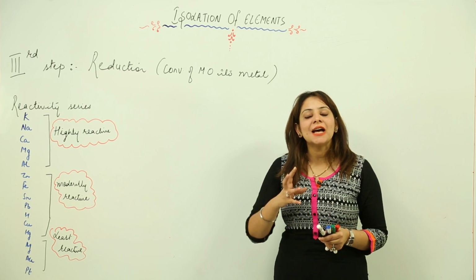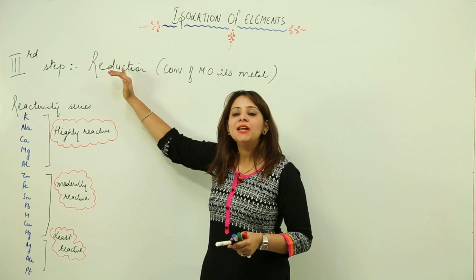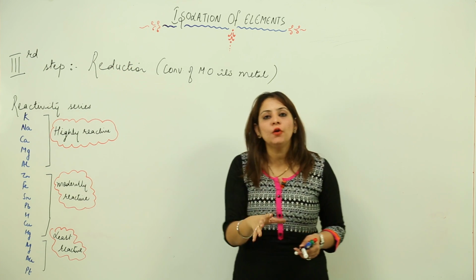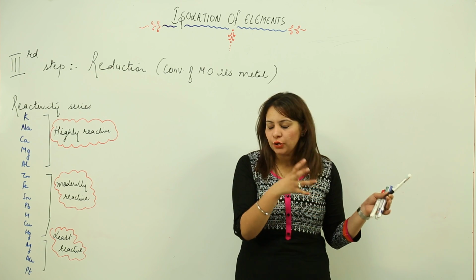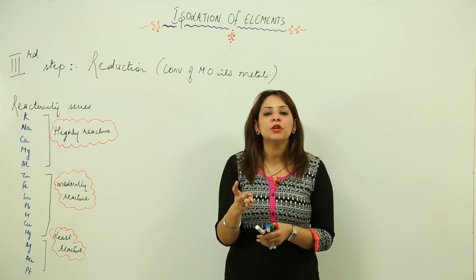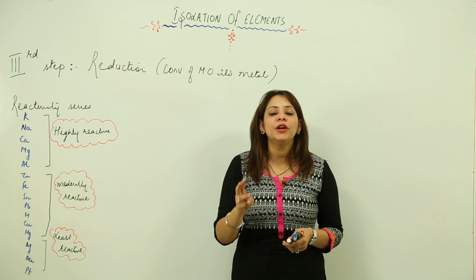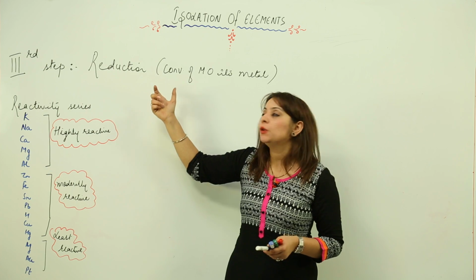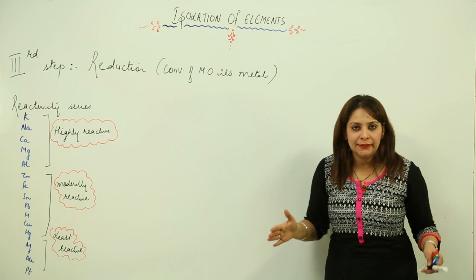Now we are going to start with the third step of metallurgy, that is the reduction. So what we'll be doing in reduction: till now we have done two steps. We have already converted the raw ore into the concentrated ore. In the second step we converted the ore into metal oxide. Now we are at the third step where we need to reduce the metal oxide. That means we need to convert metal oxide into metal and oxygen. That means we need to separate them, right?